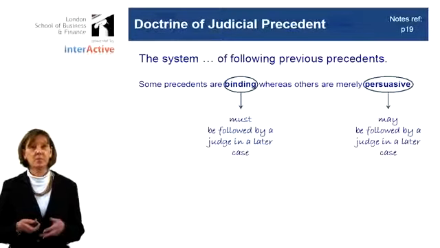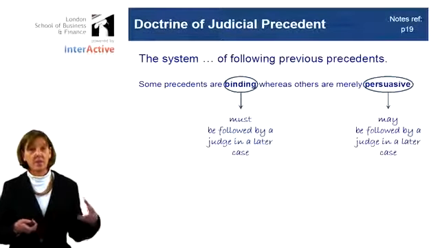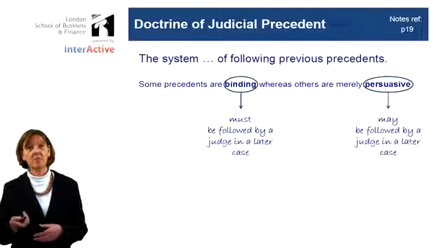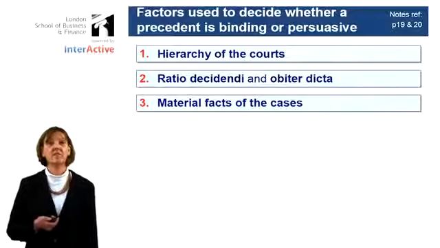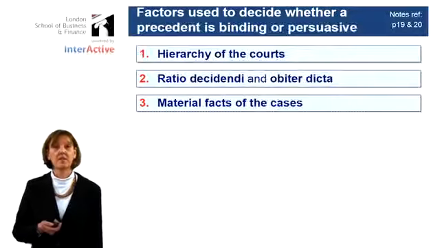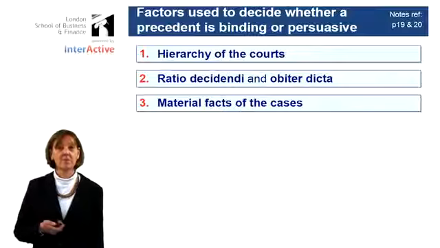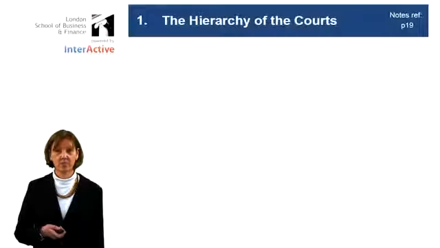Clearly then, it's important that we should be able to know which precedents are binding and which ones are merely persuasive. In fact, there are three factors that we have to take into account to decide whether a precedent is binding or whether it's persuasive. We've got to look at the hierarchy of the courts. We've got to look at something called ratio decidendi and obiter dicta, and then we've got to look at the facts of the cases. First things first, let's start off with the hierarchy of the courts.